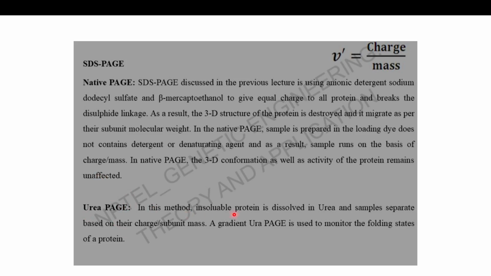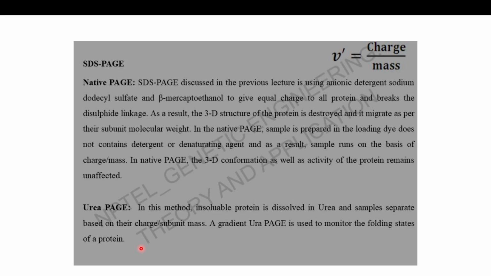In this method, insoluble protein is dissolved in urea and samples separate based on their charge by subunit mass. A gradient urea PAGE is used to monitor the folding states of a protein. Urea is again a denaturing PAGE, but when would you use urea PAGE? When you really want to see if there are any secondary structures available. Okay, so suppose people run nucleic acids on urea PAGE.